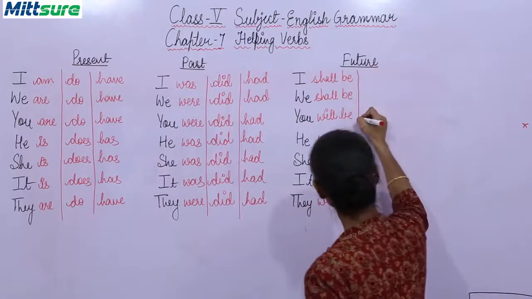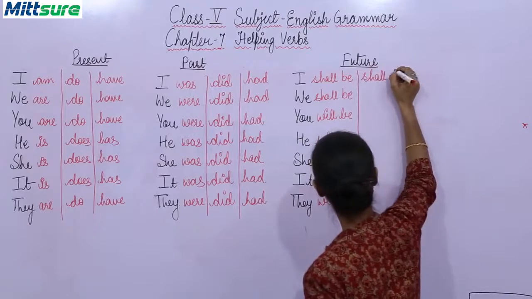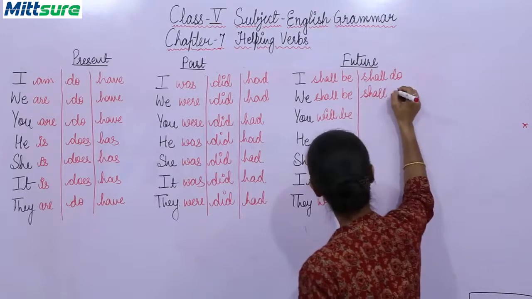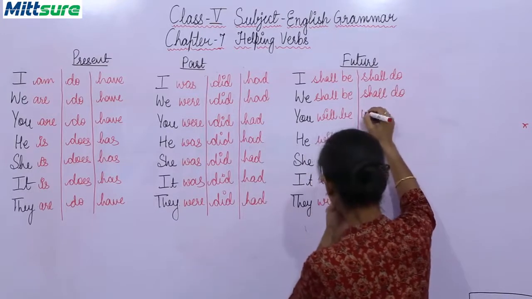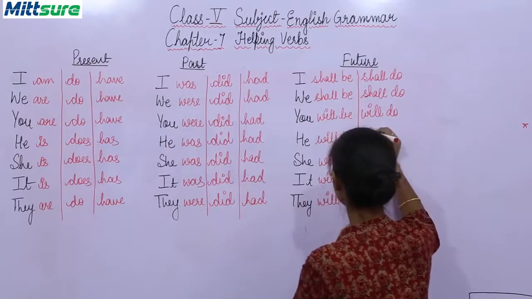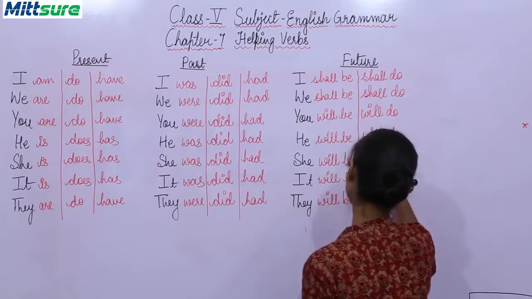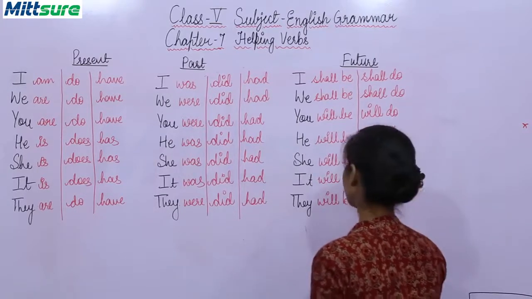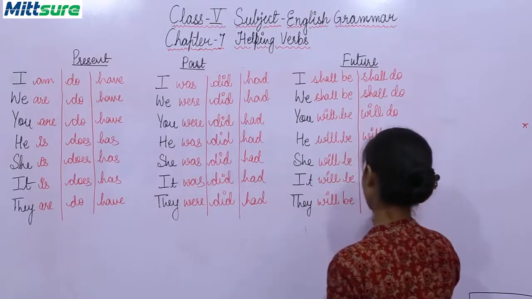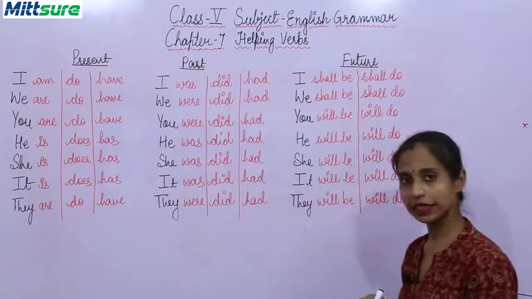Do form of verb. I shall do, we shall do, you will do, he will do, she will do, it will do, and they will do. Clear?